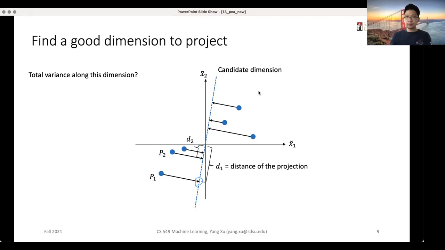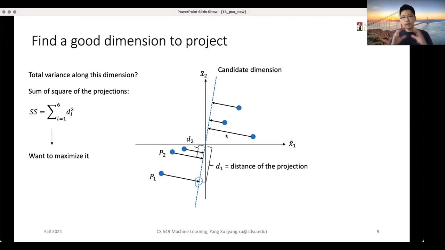This distance is important because we use them to calculate the total variance of the data points along that candidate dimension. If we compute the sum of squares of all these projections, summing d1 squared, d2 squared, d3 squared, until d6 squared, we have a measurement of the variance of data points along that dimension. This variance is something we want to maximize, right? More variance means that the data are more spread out across this dimension.